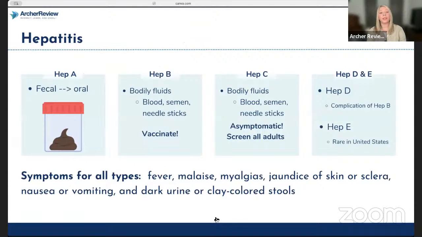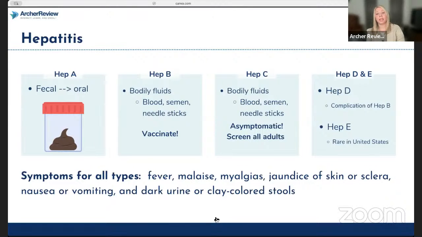And last but not least, we have hepatitis. So remember, there are a lot of different types of hepatitis, which is just inflammation of the liver. So hepatitis A is spread through a fecal-oral route. Hepatitis B, bodily fluids like blood, semen, and needle sticks, and same for hepatitis C.